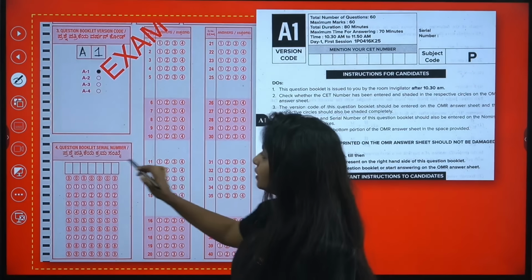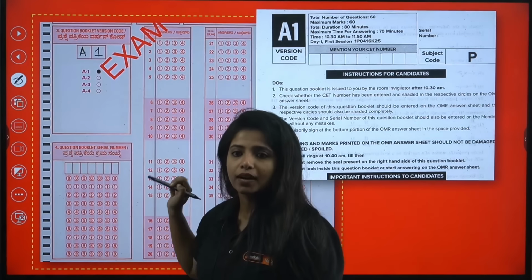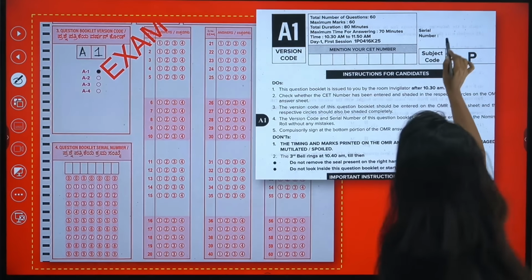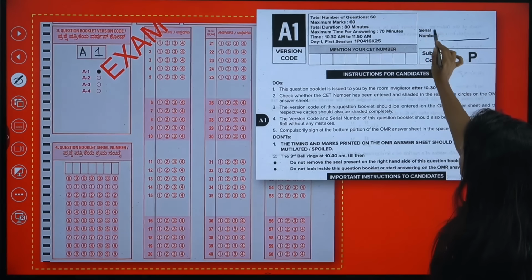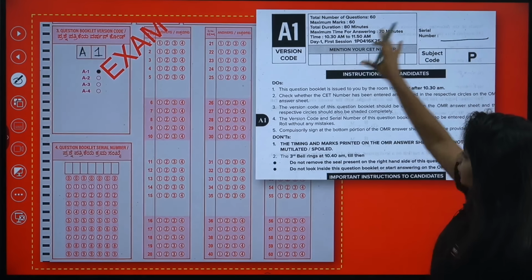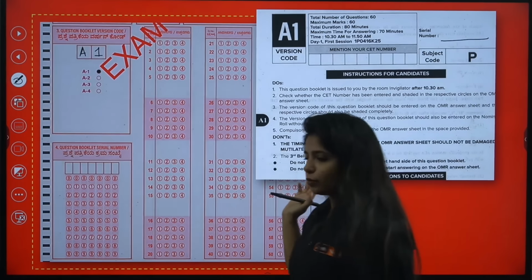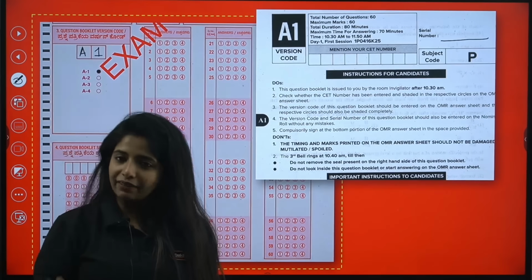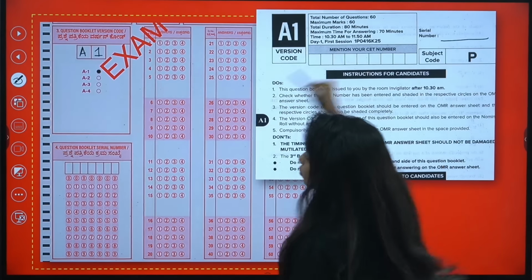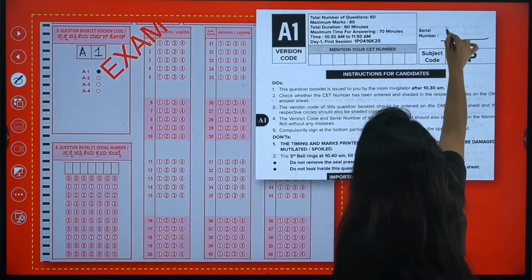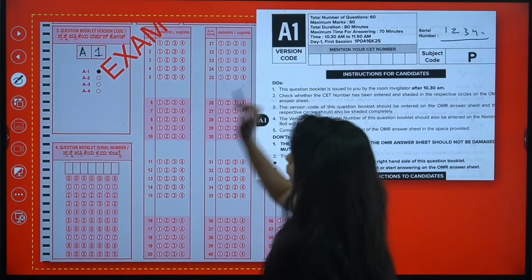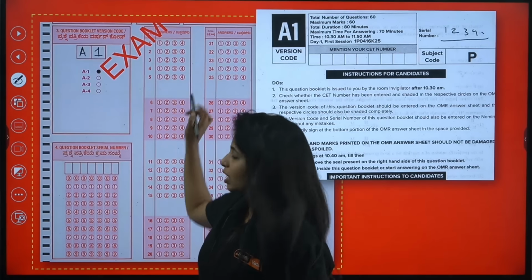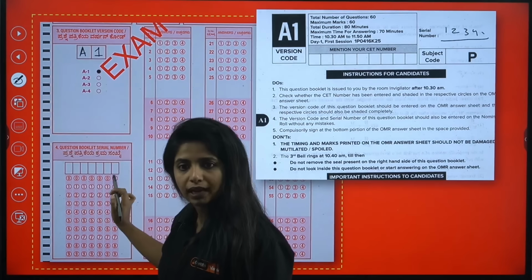Now, one more thing is there: the question booklet serial number. How to fill that? In your question booklet, the serial number is mentioned. When they uploaded this question paper on the KEA website, they had removed it, but there will be a serial number given to you in the format of this only. That will be numerical digits, 1, 2, 3, whatever it is. You just have to write down that particular number out there and color it.